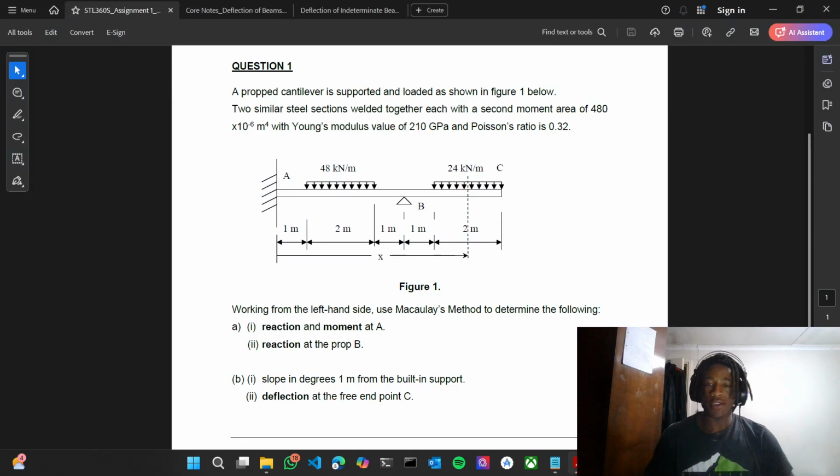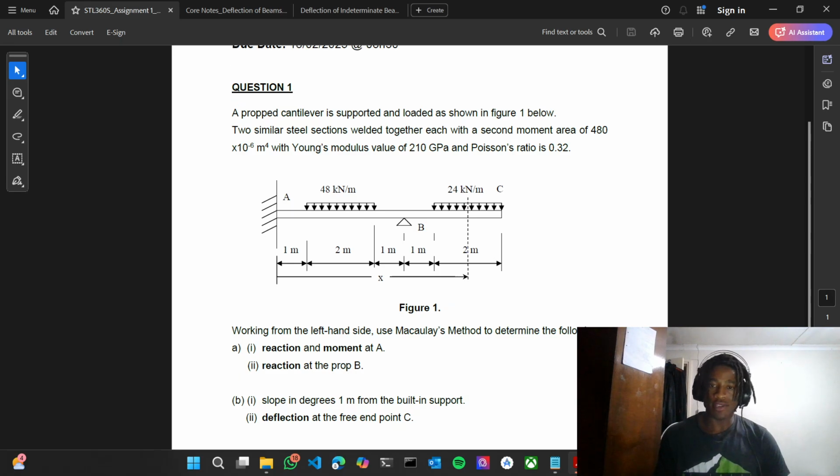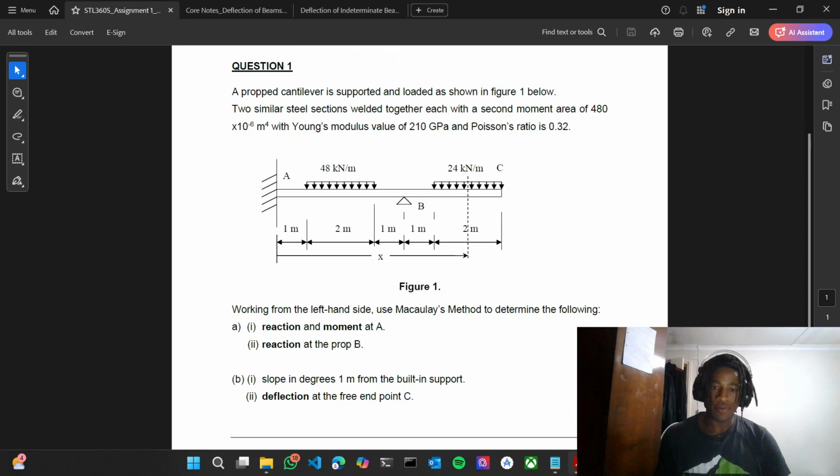So today we're going to be taking a look at this example here, which is from an assignment that is due in a few days. So we're going to be going through this question here.